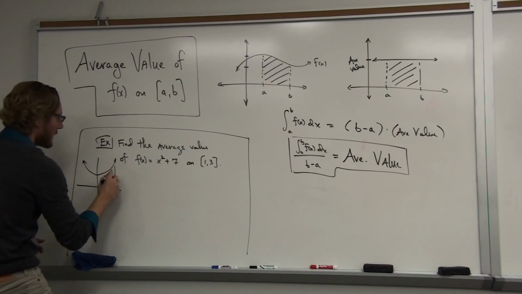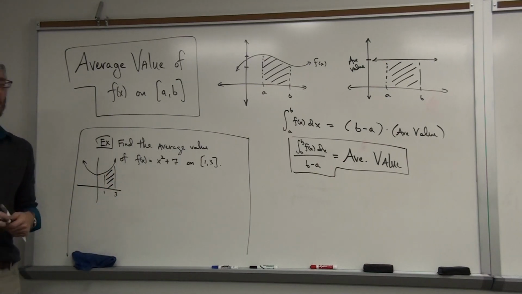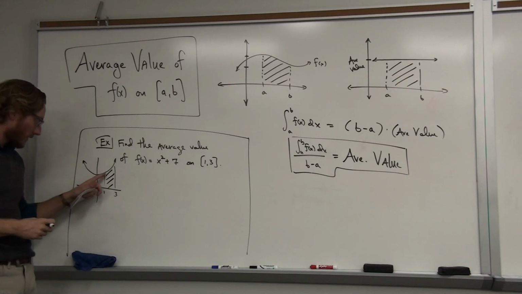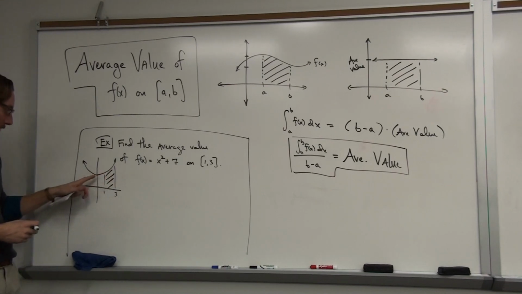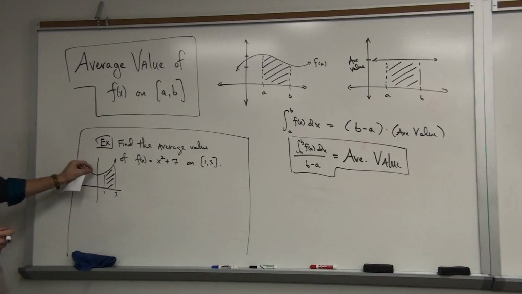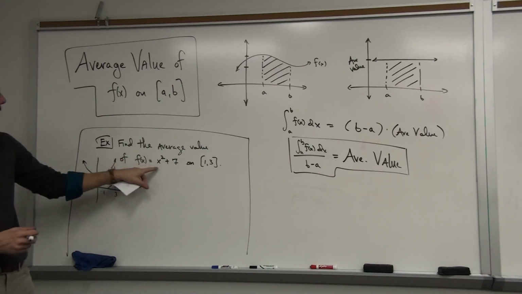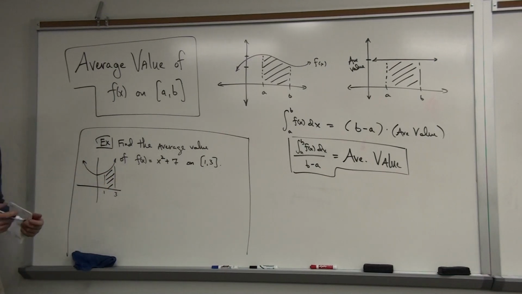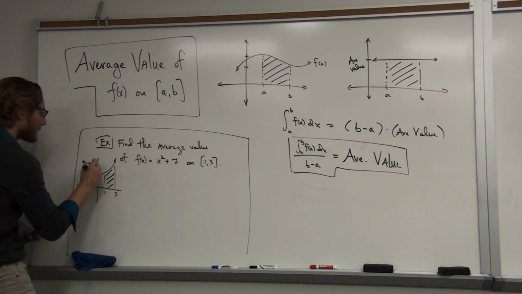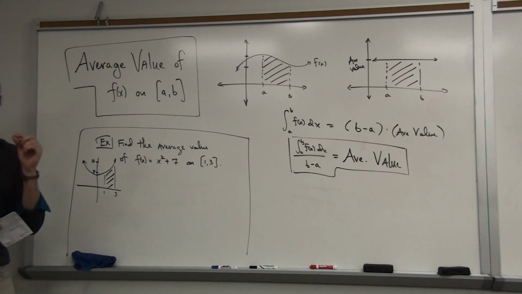And certainly there's some amount of area under the function. And well, the function values are going to be between a certain number and another number. Plug in 1, they're going to be 8. Plug in 3, 16. You know the function values are going to be between 8 and 16. The question is, what's the average value?